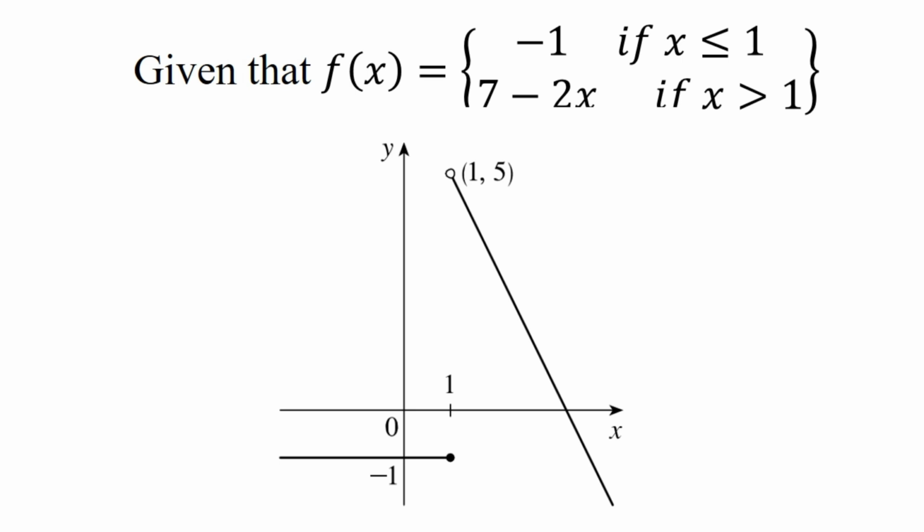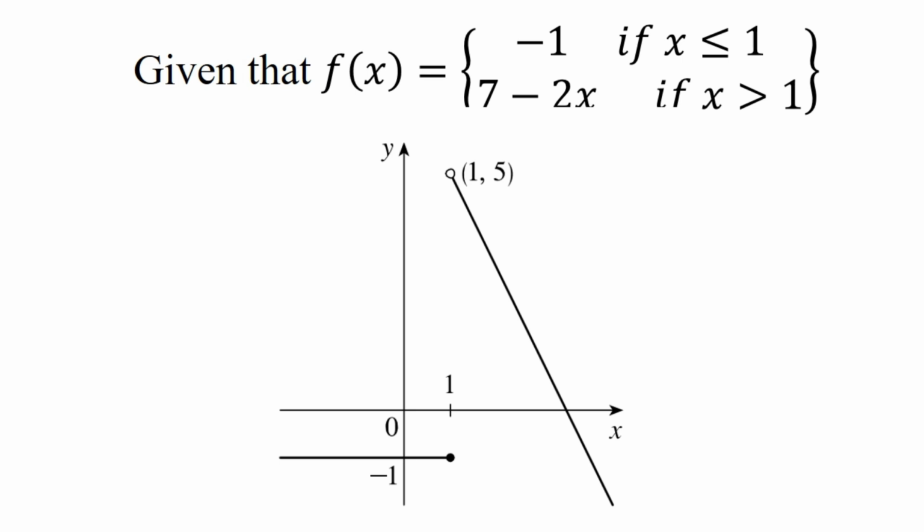And the second one, if x is greater than 1, you see that it's greater than 1 and is not closed. So we are not going to shade that circle. And at the same time here, you can see now that 7 minus 2x is talking about the graph of a straight line. And the slope is what? The slope is minus 2. But take note of it. We shade one, we did not shade the other one.